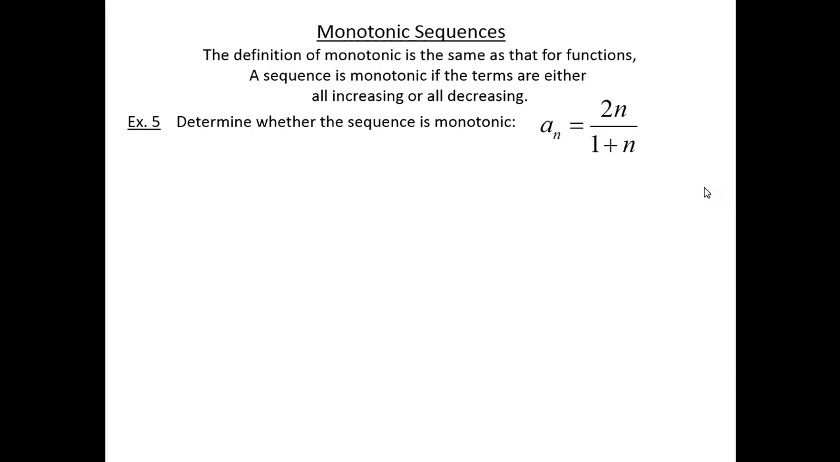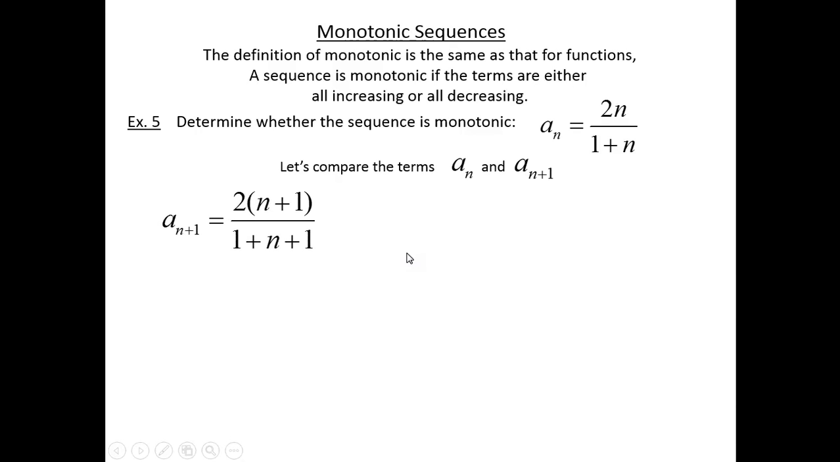The question here says, determine whether or not this sequence is monotonic. So a sub n is given by 2n over 1 plus n. Think about what a sub n compared to a sub n plus 1, the next term in the sequence, would look like. If we write out a sub n plus 1, make sure you see what I'm doing here: we're just going to replace all the n's with n plus 1, and we get this expression. The question is, is a sub n always less than a sub n plus 1?